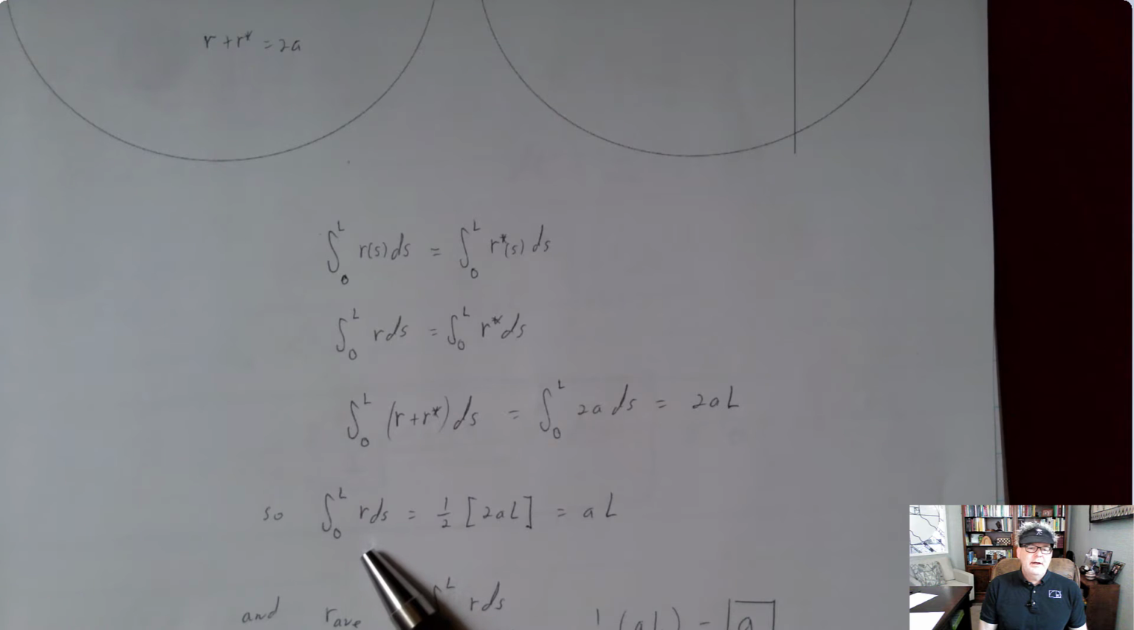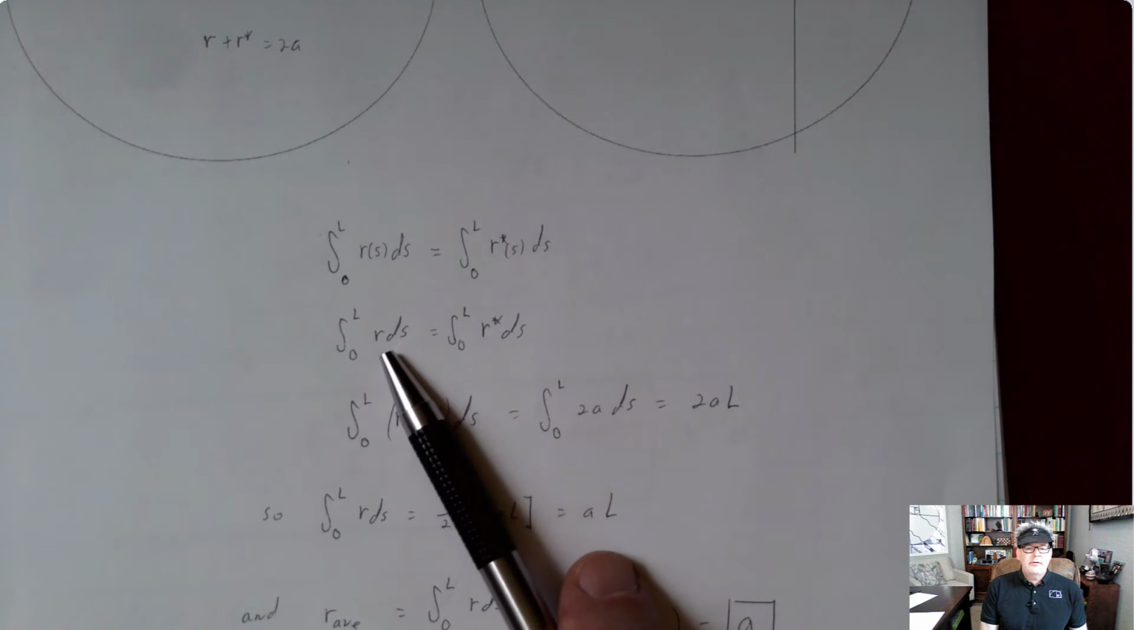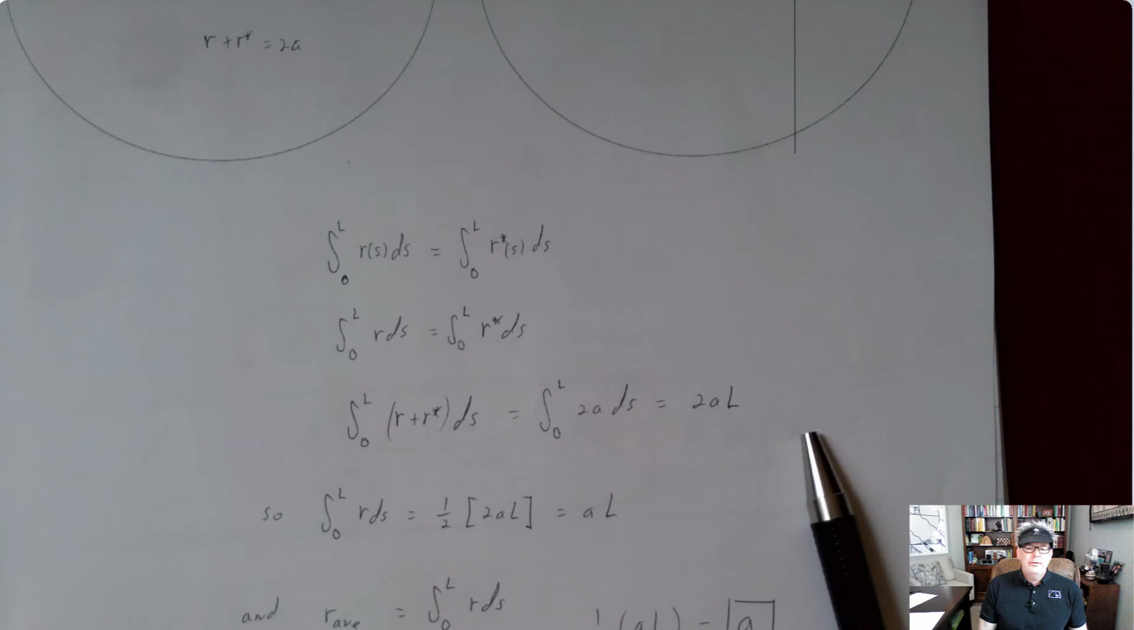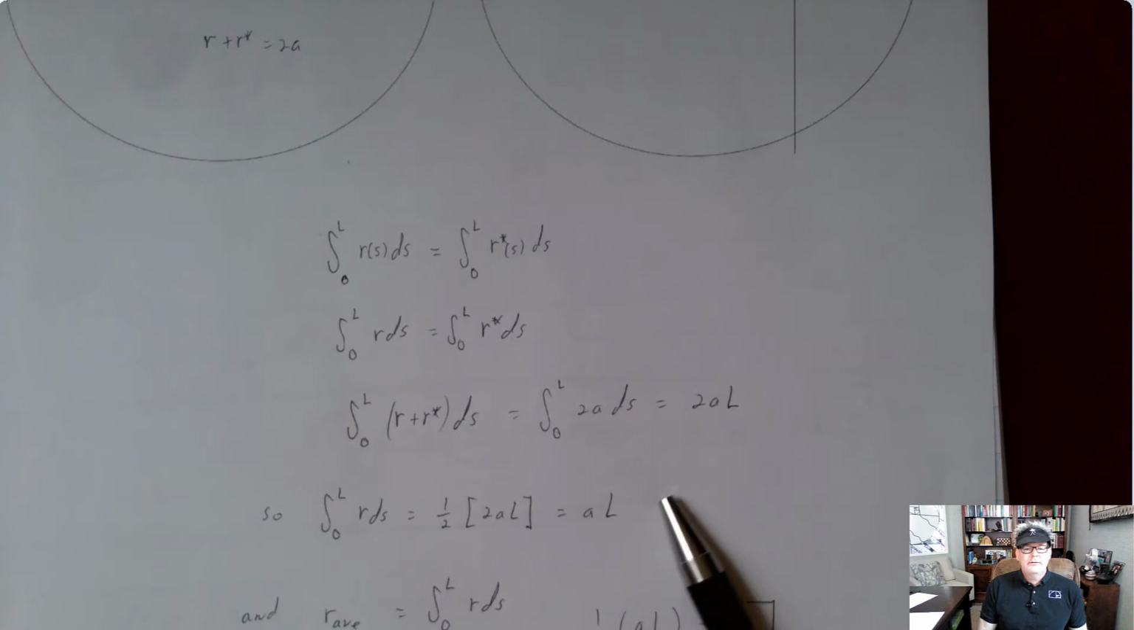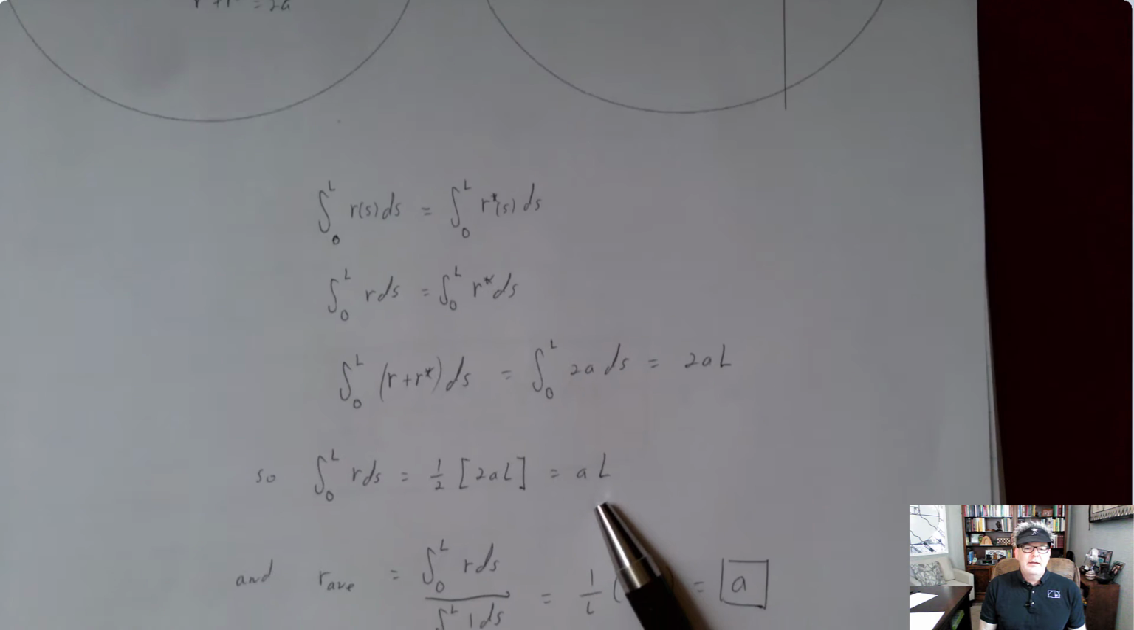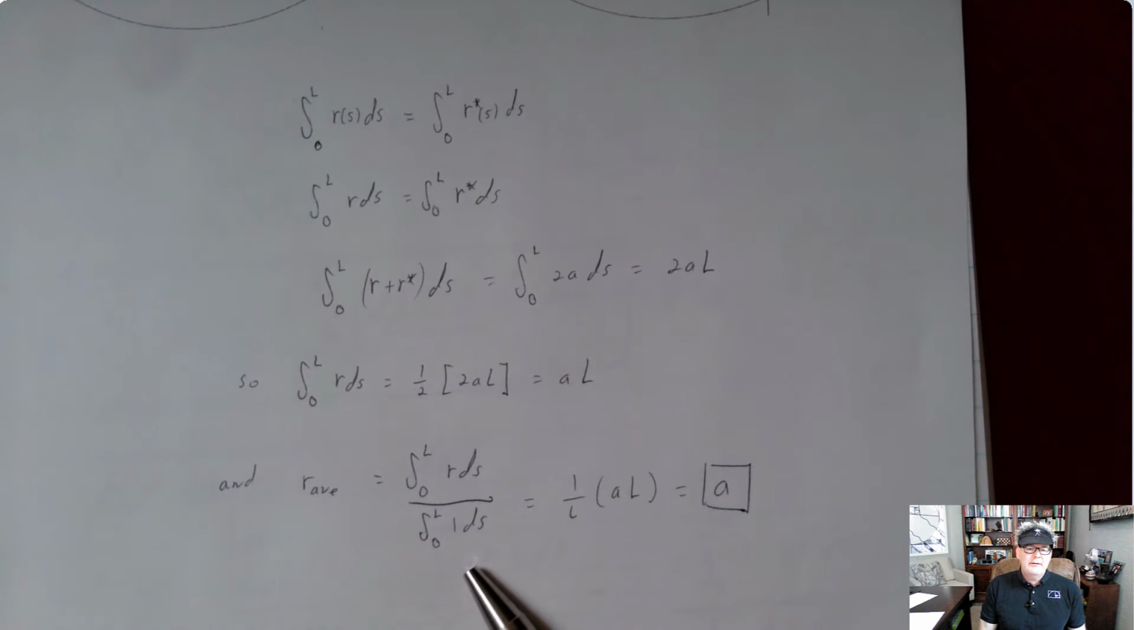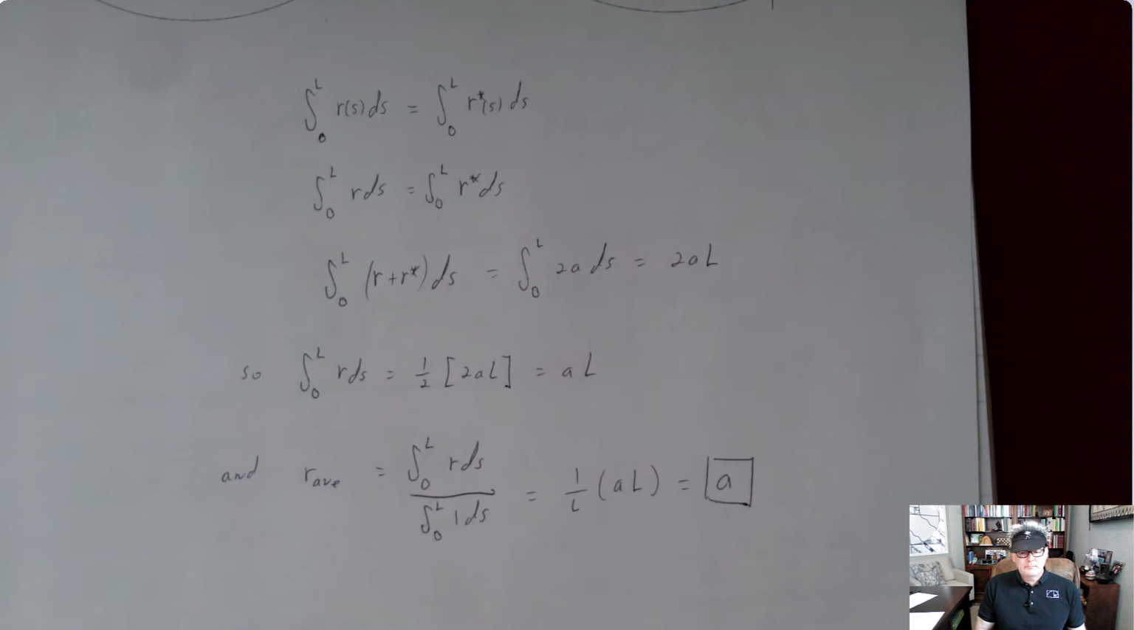So if I just integrate r, since these are equal and their sum gives you 2aL, each one was a times L. And then for the average value, I want this, but now I know this numerator is a times L, and the bottom is just going to give me L. So we can actually get the value that way. And we're going to do that a couple more times.